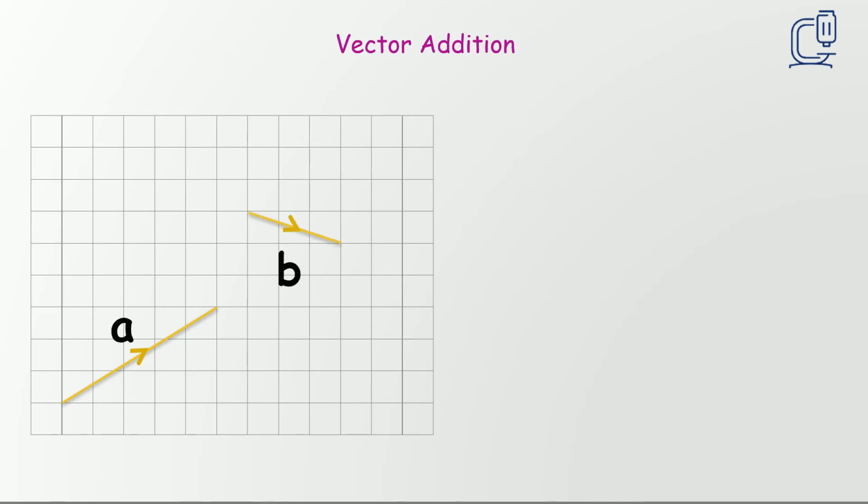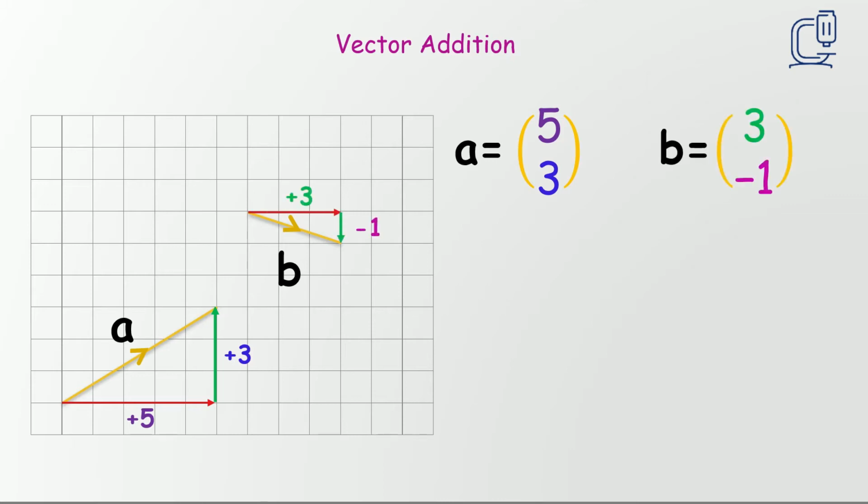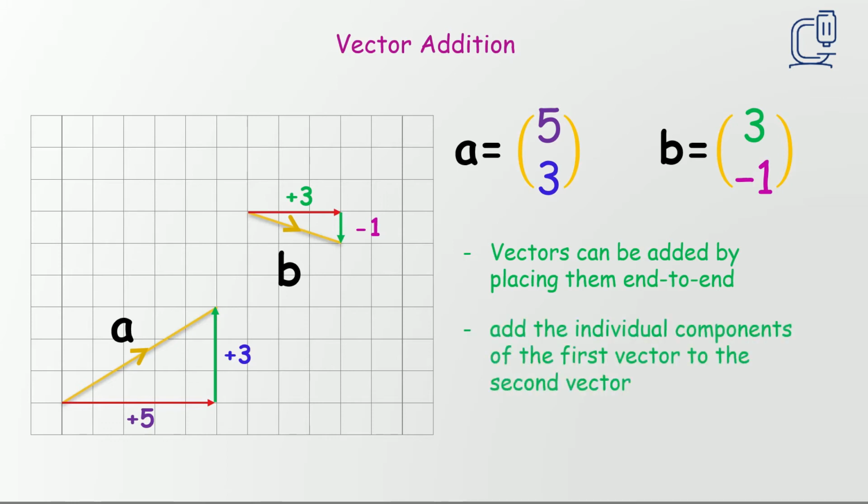We can write vector A and B in terms of column vectors. So vector A can be represented by 5 and 3, that is 5 spaces to the right and 3 spaces up, and B can be represented by 3 and -1, so that's 3 spaces to the right and 1 space down. Vectors can be added by placing them end to end. To do this, we add the individual components of the first vector to the second vector.